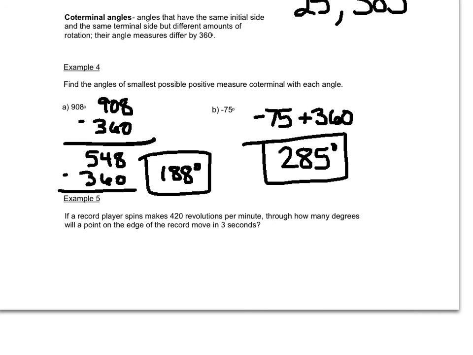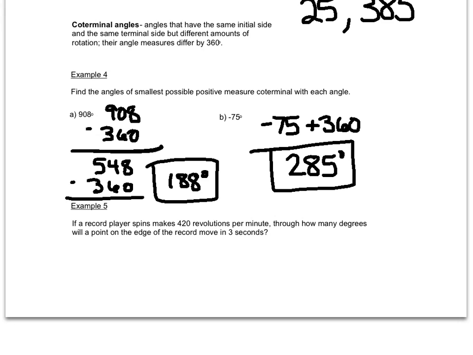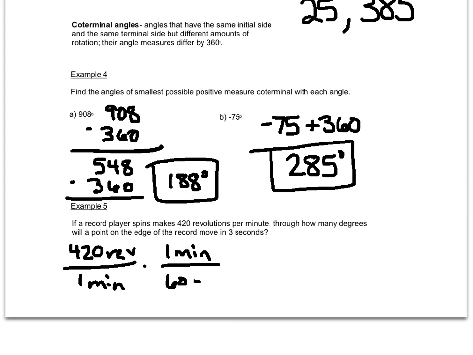In example 5, it says if a record player makes 420 revolutions per minute, sorry for the grammatical error there, through how many degrees will a point on the edge of the record move in 3 seconds? So first, we have 420 revolutions in 1 minute. Well, if we want to convert the minutes to seconds, because we know we need our answer in seconds, we have 1 minute equals 60 seconds.